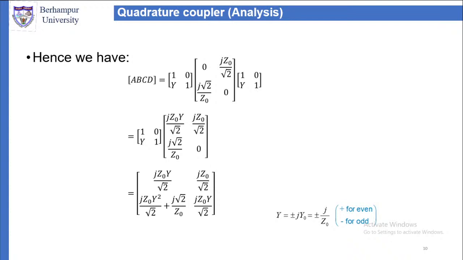Now we know Y is equal to plus or minus jY0, plus for even and minus for odd. We are going to use that. So ABCD will be found for even, and ABCD for odd will come.